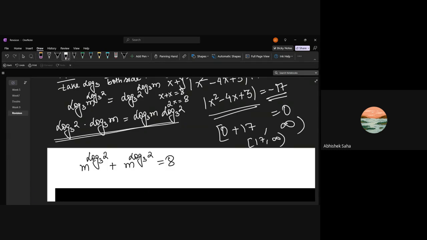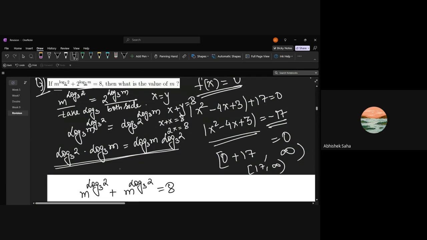Sir, how did m log come in the third line? In this third line, I have taken log to the base 3 on both sides. So from there, this power will come as a multiplier, and then this one will become this one. Yes, sir. These two are both equal, so can we write this in terms of this?